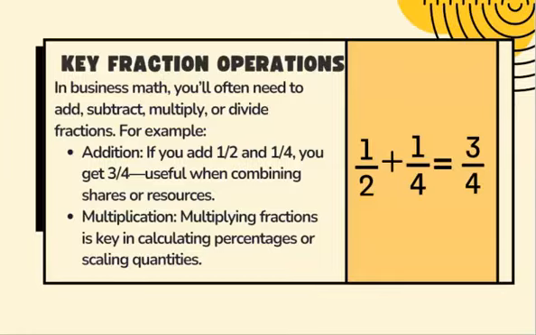Dividing fractions involves flipping the second fraction and then multiplying. For example, 1/2 divided by 1/4 is the same as 1/2 times 4/1, which equals 4/2 or simply 2. And this is useful when you're splitting a resource into smaller parts. Mastering these operations is crucial because they'll be used in many different business scenarios, from calculating interest rates to adjusting financial forecasts.